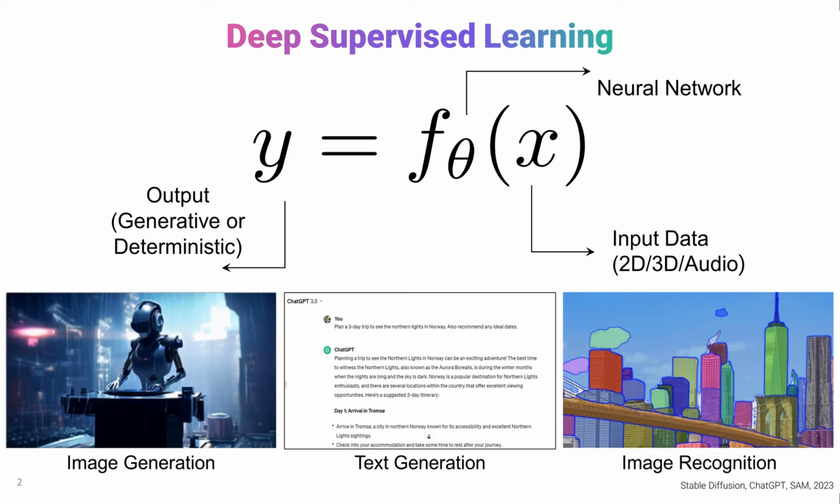So let's consider the supervised learning problem, where it is simply defined as a digital brain or a neural network F, parameterized by some weights theta, that ingests a large amount of data, potentially on the orders of billions or even trillions of tokens for models like ChatGPT, and outputs either a deterministic or a generative data of some form, which could be images, text, or class labels with masks.